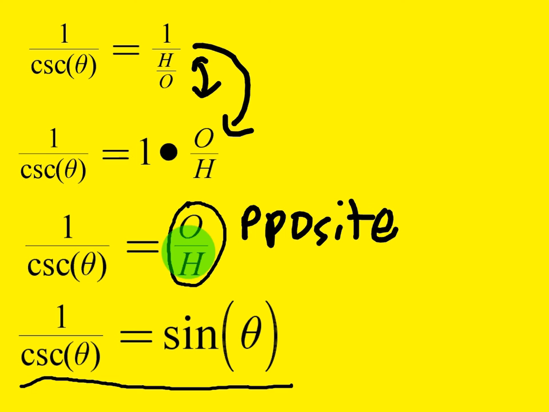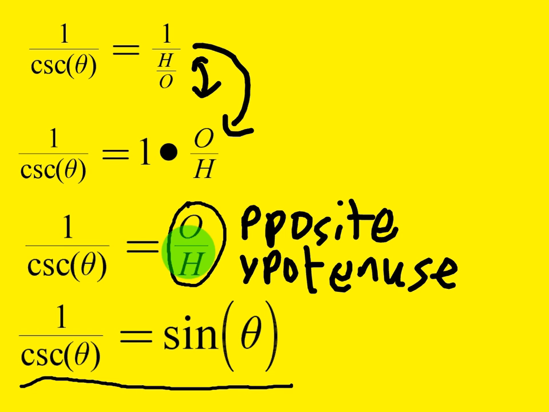Going back to definitions, you can remember that opposite over hypotenuse is sine. So therefore, the final answer for 1 over cosecant of theta is equal to sine of theta. So it's actually very simple. You just plug in the ratio and you simplify. And this proves that 1 over cosecant of theta is equal to sine of theta.